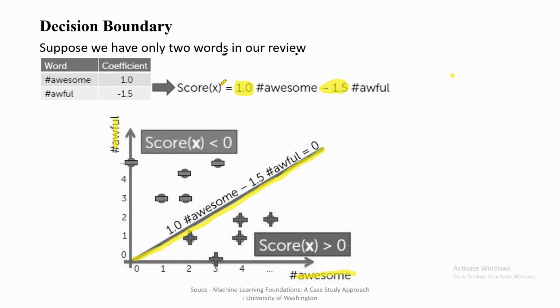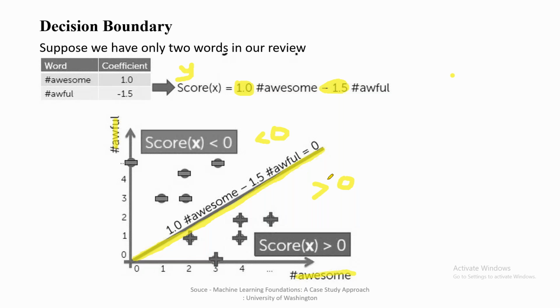Now this score of x, we can also write it as y, which is my dependent variable. So y is equal to 1 times awesome minus 1.5 times awful. This is an equation of a line, where awesome is on the x-axis and awful is on the y-axis. If you plot it, the line will look like this. Any point on this line will be equal to 0, any point below this line will be greater than 0, and any point above this line will be less than 0.